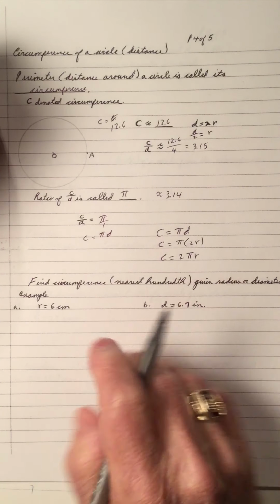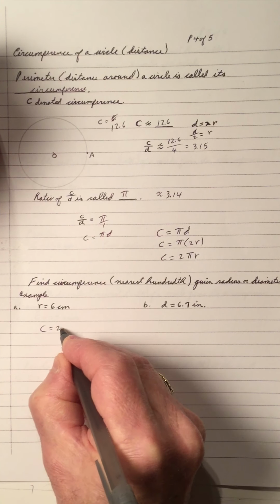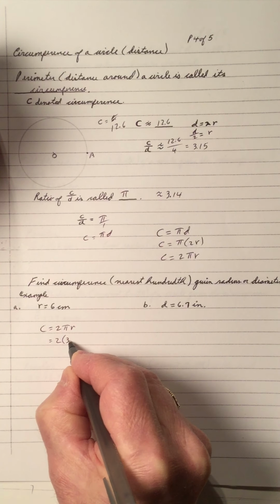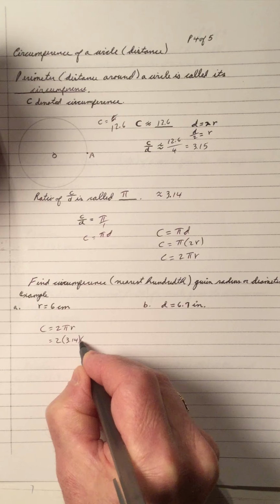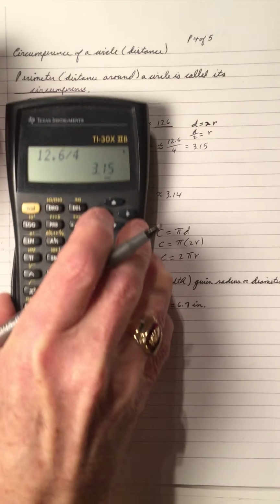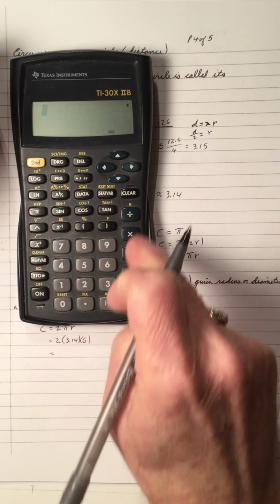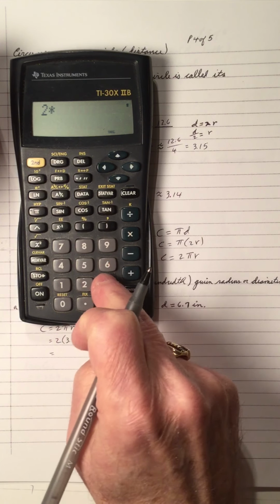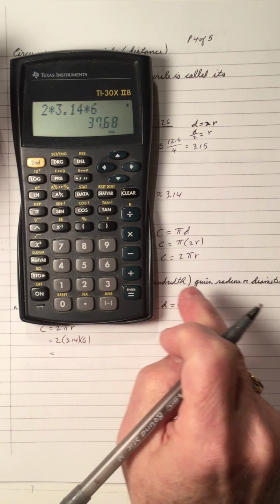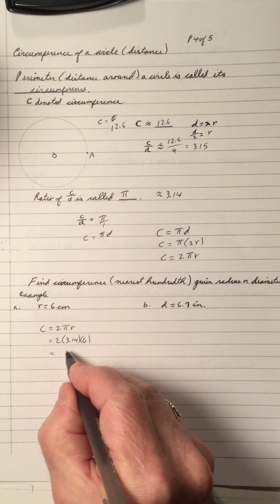So let's work out finding the circumference of a circle to the nearest hundredth given the radius and the diameter. If the radius is 6, you can go c equals 2 pi r, 2 times pi, which is approximately 3.14, times your radius, which is 6. If you multiply that out with your calculator, 2 times 3.14 times 6, you get 37.68.